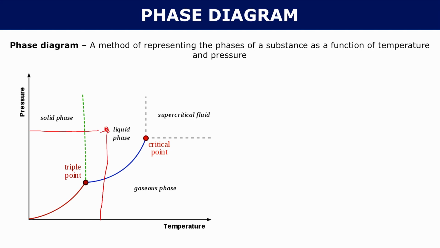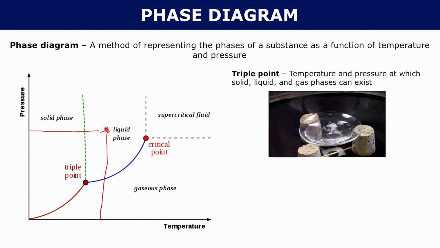Now, there are some important areas of this phase diagram that I want to go over. First of all is the triple point. The triple point is the temperature and pressure at which solid, liquid, and gas phases can exist. And this is a picture of water at its triple point. You can see water, you can see some ice, and if you look really closely, it's really hard to see, but there's actually some vapor on top that represents the gas phase. So the triple point is right here.